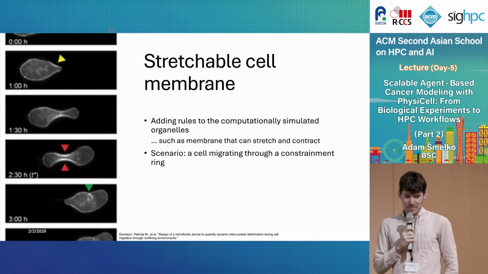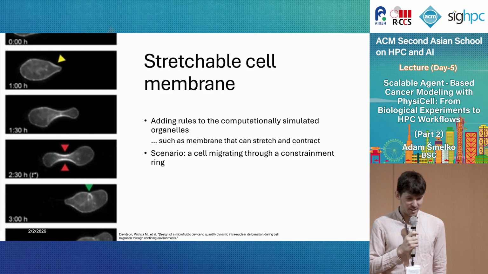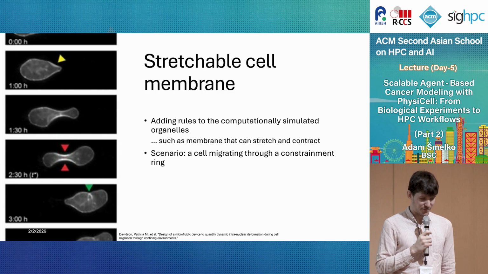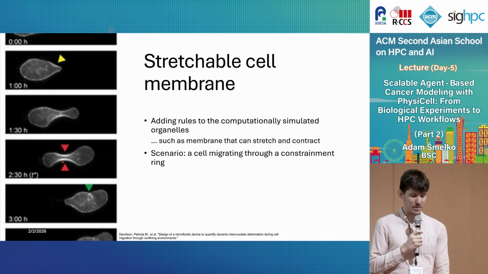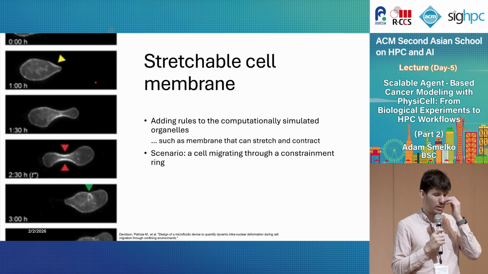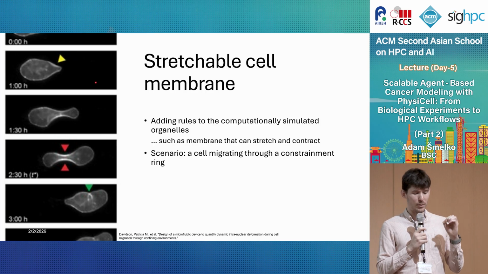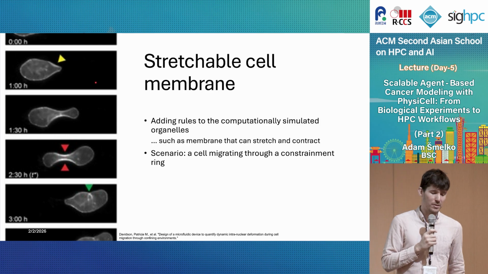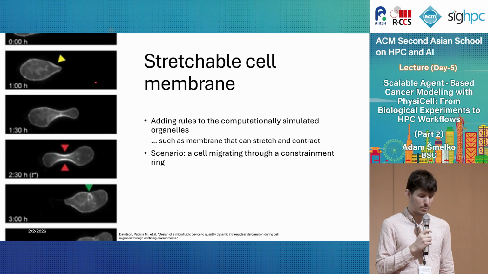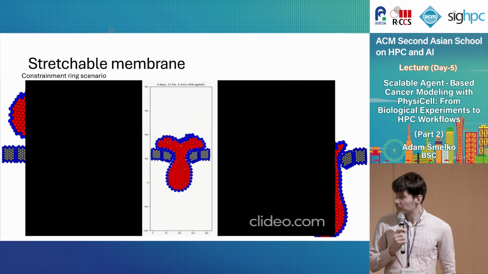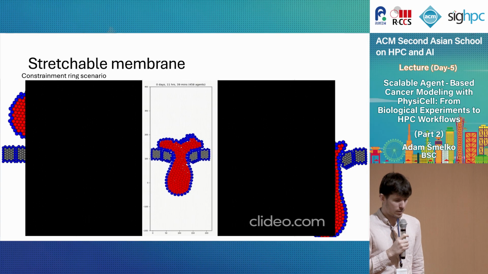Finally, I picked this one example because I think it's pretty interesting: a cell migrating through a constriction ring. This is a real-life experimental scenario where a cell needs to stretch its membrane through a smaller constriction ring. If the constriction ring is small enough, you can have some nuclear damage, but that is not too important. So we tried to simulate it. And here I have a GIF.